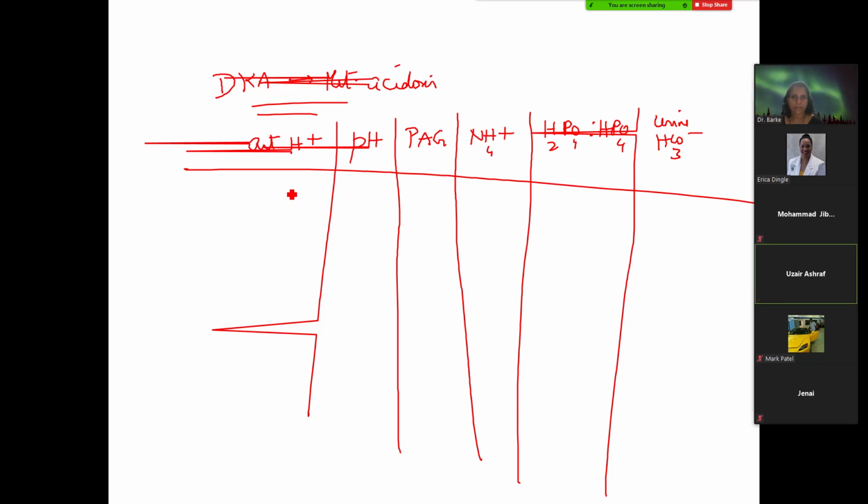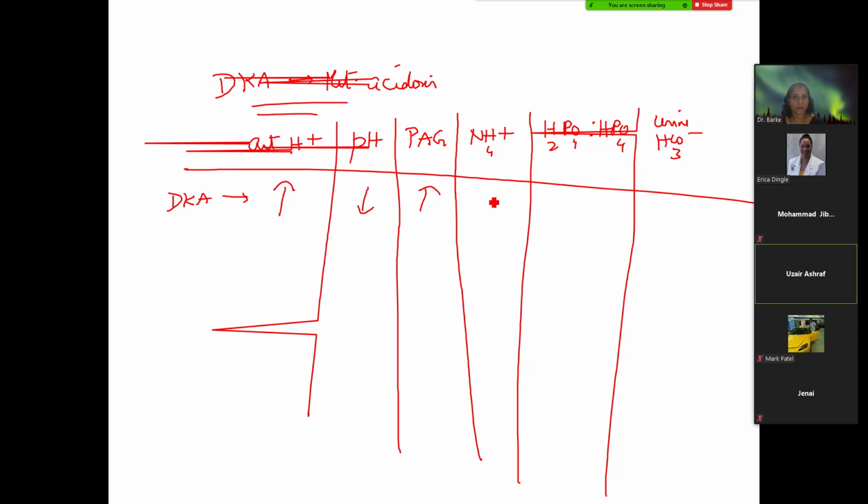Increase. pH decreases, so it's acidic. Anion gap? Increase. What happens to the anion gap here? It will increase. Why? Because only bicarbonate decreased here, so the anion gap should increase.